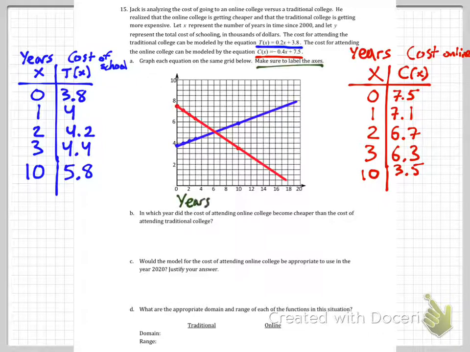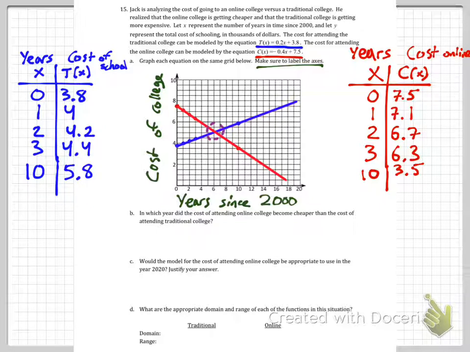Notice it also says make sure to label the axes. So on X, we need to say years since 2000. So I know if I look at the 12 there, that's the years, that would be 2012, because that's 12 years since 2000. The Y value is the cost of college, and that's in thousands of dollars. So don't be fooled, that's not $8, that's $8,000. All right.